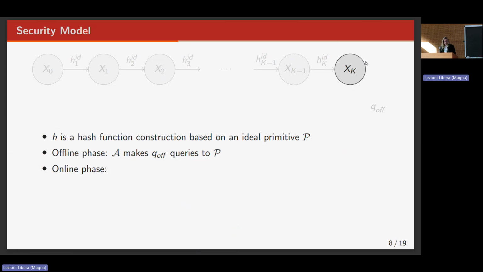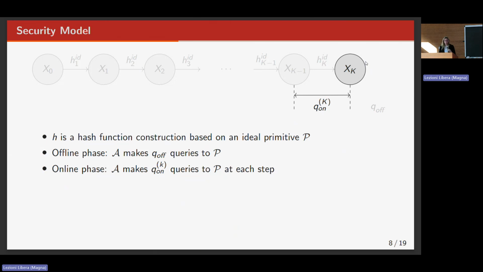And after the offline phase, we have the online phase that starts. And at this point, the adversary is given the salt and the tip of the chain xk. And it has a limited amount of queries, Q-on, in order to try to provide the preimage of xk. And typically, we want to choose Q-on in such a way that it captures the fact that the adversary has only 30 seconds to try to invert xk.